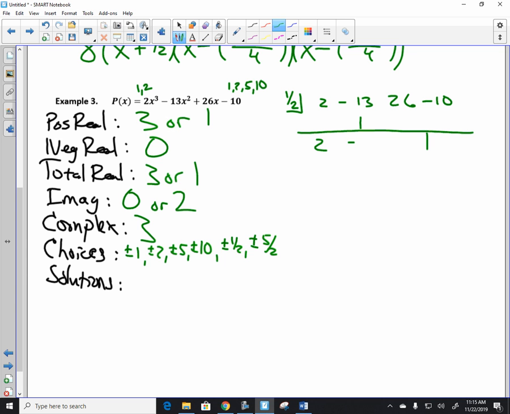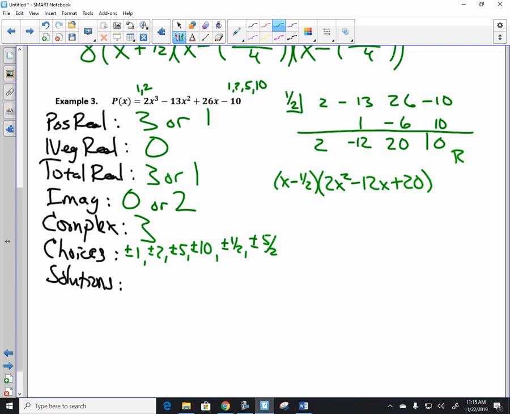Add, -12. Multiply, -6. Add, 20. Multiply, 10. Add, sweet. So that means we have x minus a half times 2x squared minus 12x plus 20.